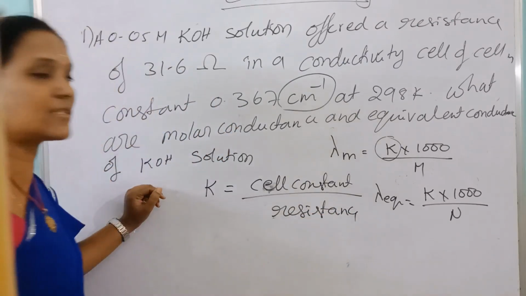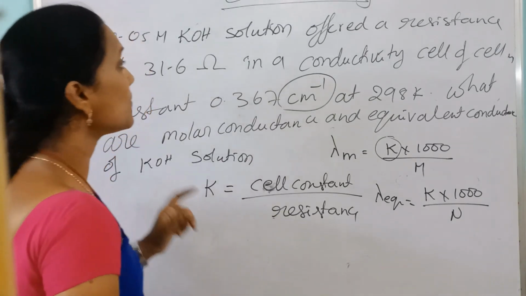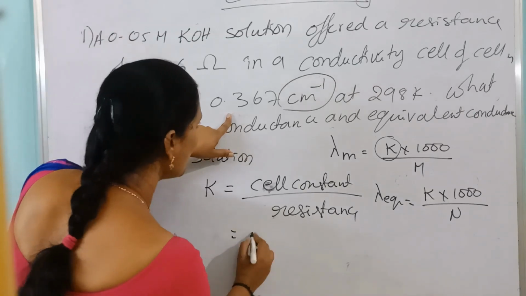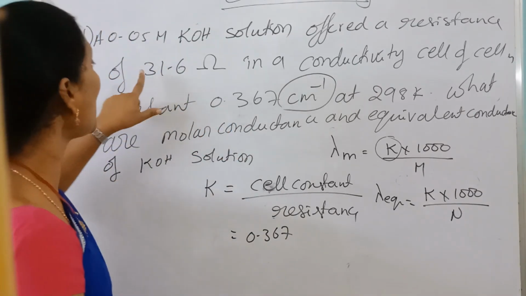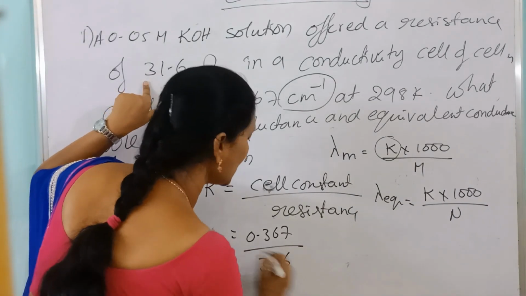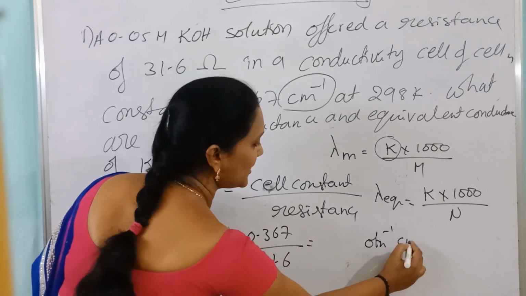Yes or no? Cell constant by 1 by R into cell constant, nothing but cell constant by resistance. What is the given cell constant? Here the cell constant is 0.367 centimeter inverse. And what is that resistance? 31.6. Here the units are definitely ohm inverse centimeter inverse.